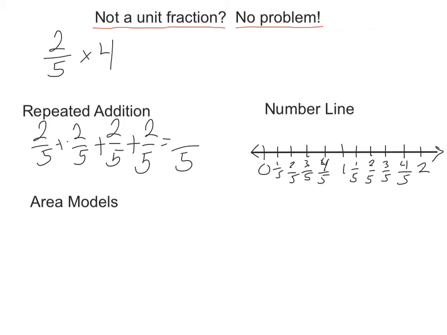But how many fifths will I have? Well, let's add them up. We have 2 plus 2 is 4, plus 2 is 6, plus 2 is 8. 2, 4, 6, 8. So my numerator is 8. I have 8/5. Now we've talked in class about transferring that into a mixed number because right now we have an improper fraction.